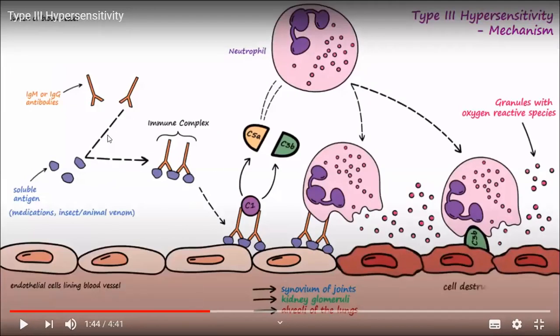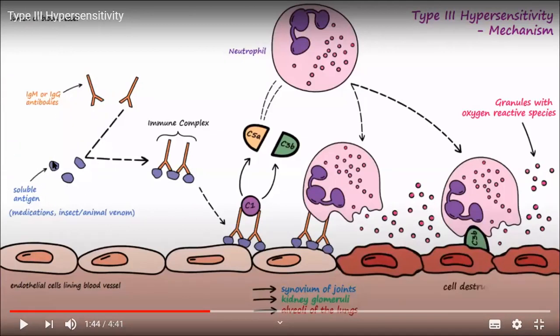So let's divide that into a little bit. You're talking about one more specific condition in type 3 hypersensitivity. They are saying that the soluble, foreign antigens come from foreign substances such as medication or insect or animal venom. So when antigens come from these sources, type 3 hypersensitivity will be elicited. Basically, the antibodies in this case are not IgE. IgE is the antibody in type 1. Type 2 and type 3 involve IgG and IgM antibodies.